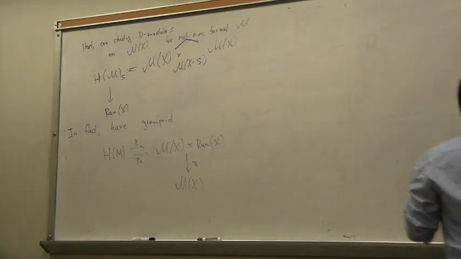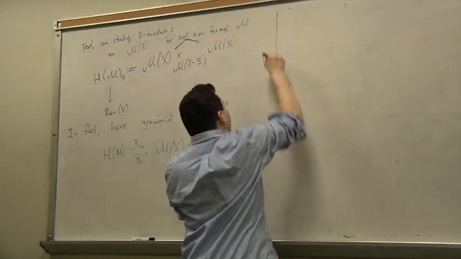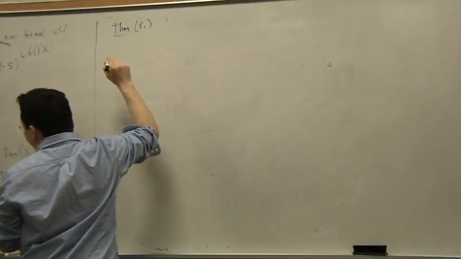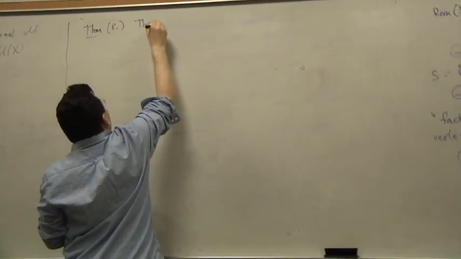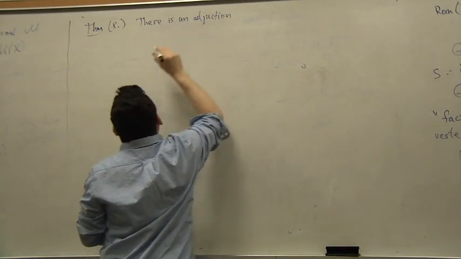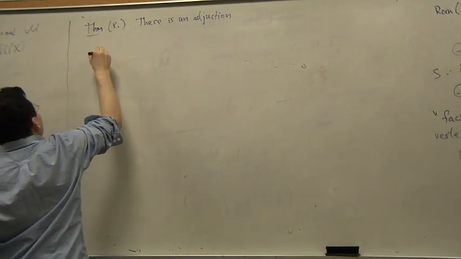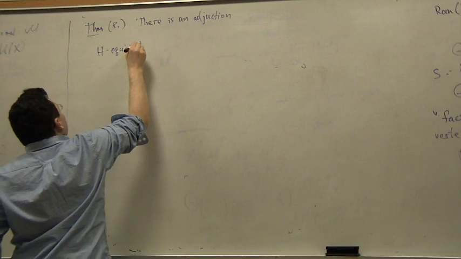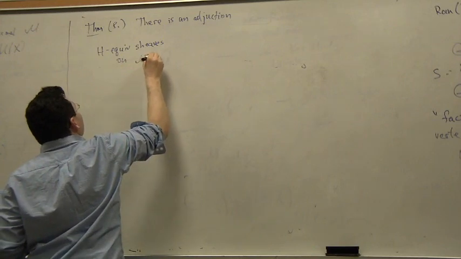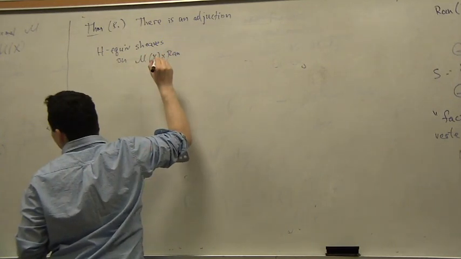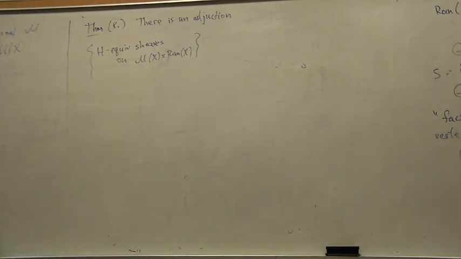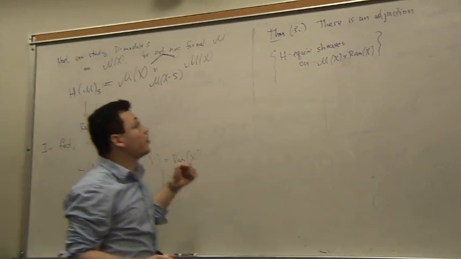So, in some sense, a refinement of the theorem I just stated is that there's an adjunction between H-equivariant sheaves on this guy, M of X cross M of X. So again, these are just sheaves here, so that the two pullbacks become identified in a coherent way.